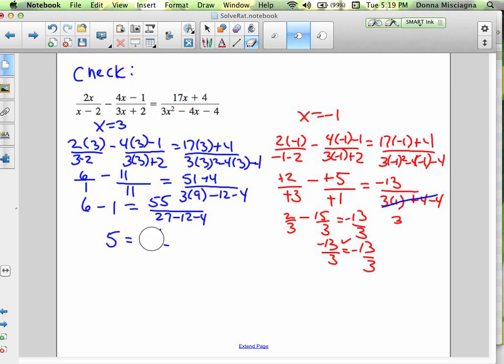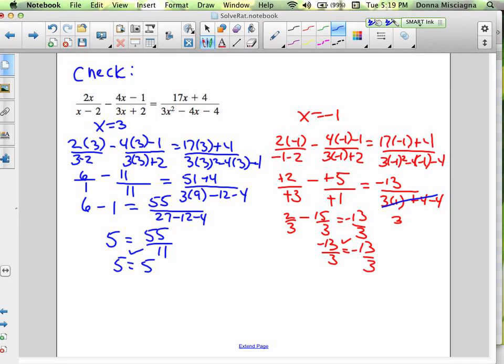So 55 divided by 11. That one's a good solution too. That's 5 equals 5. That one checks out. Can't believe I had 11 when this should have been a 1. All right, so 51 plus 4, 55. And then divided by 27 minus 12 is 15. 15 minus 4 is 11. So 55 divided by 11 is 5. That one checks out. Ooh, I'm over my 30 minutes. Well, I'll talk fast. All right, so now in the second one, we plug in the negative 1.